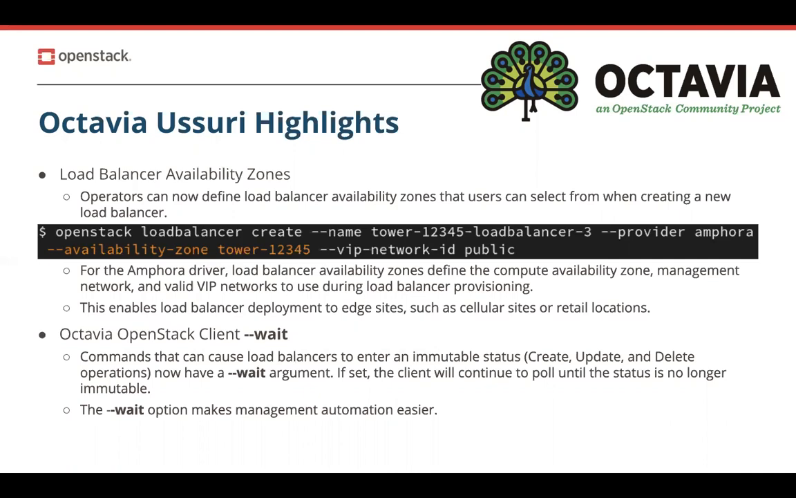Enhancements to the client, we've added a wait command. So the Octavia API is an asynchronous service, similar to Neutron. So we have some processes that will change the state of an object into an immutable status. So pending create, pending update, et cetera. Now you have a command line option that allows you to say, let's wait to complete the command until that status has gone back into active or a mutable status. This is great for automation scripting. You no longer have to poll the status yourself. The client could do that for you.